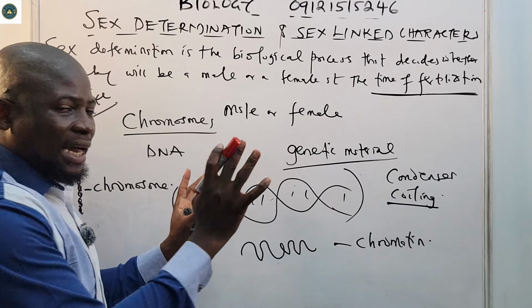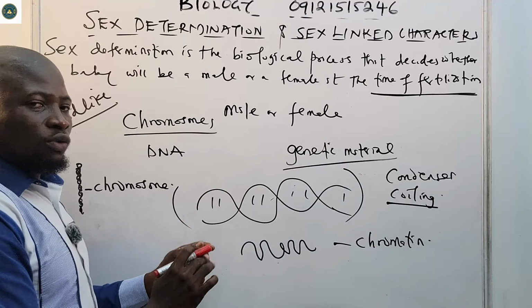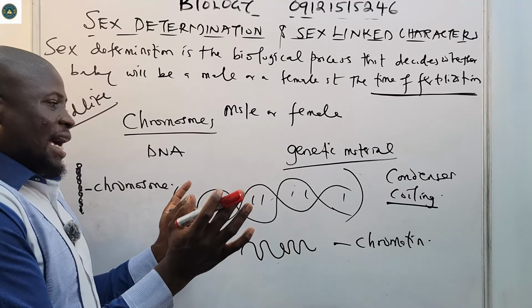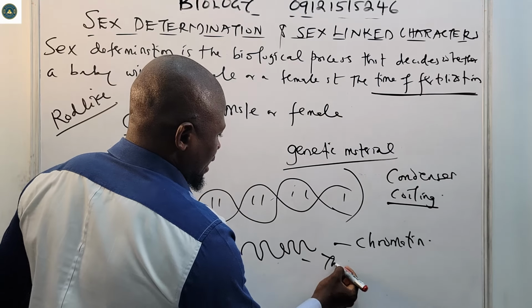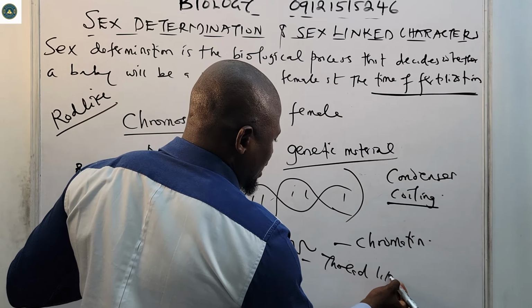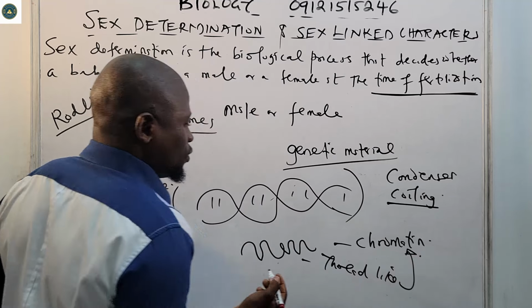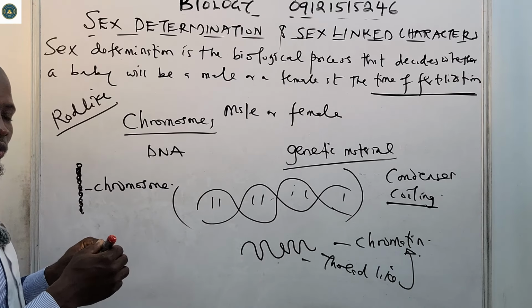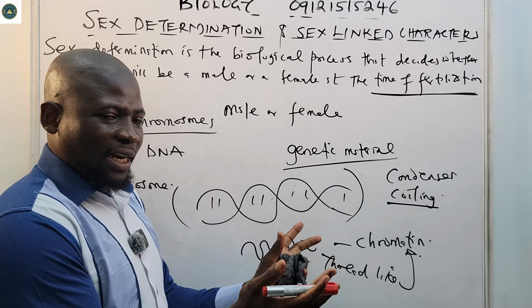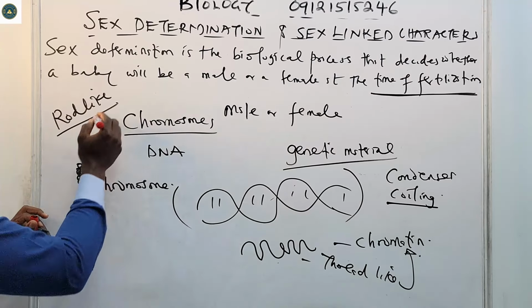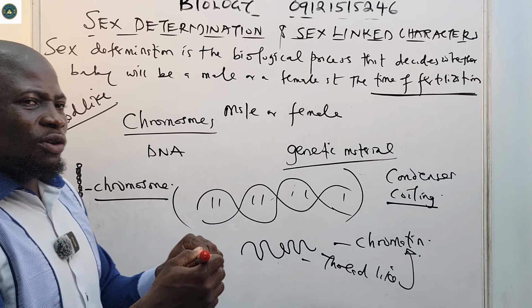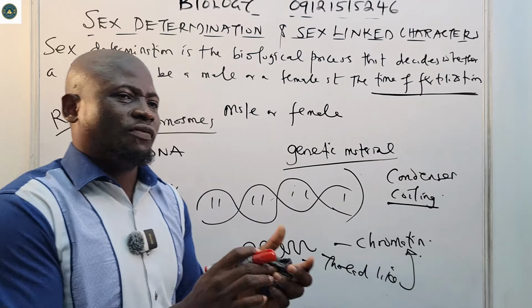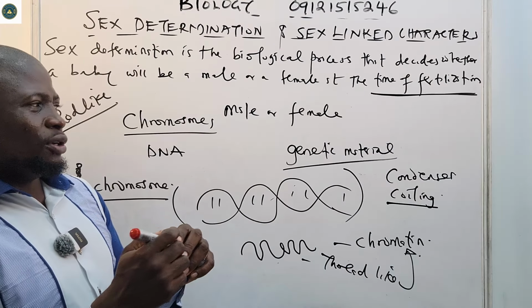DNA is a double helical structure. Once it undergoes coiling, it forms a thread-like structure that is known as chromatin. And then when this chromatin undergoes further coiling, it now forms a rod-like structure that is known as a chromosome.